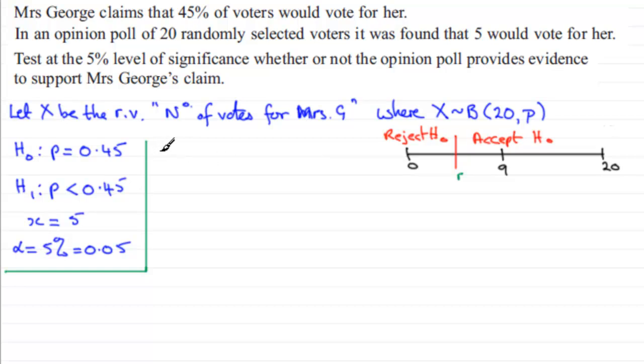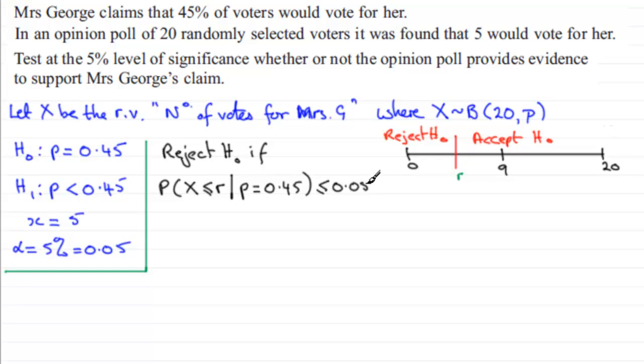In other words, what we're saying here is that we reject the null hypothesis if the probability that our random variable X is less than or equal to this critical value R, given that the null hypothesis is true, in other words P equals 0.45, turns out to be less than or equal to the 5% level, 0.05.